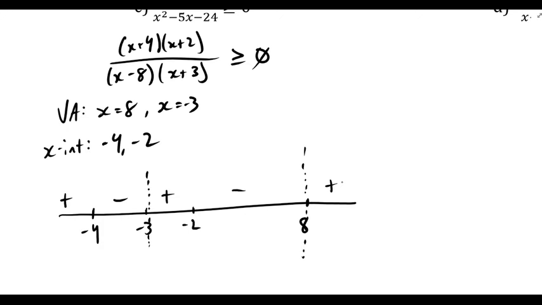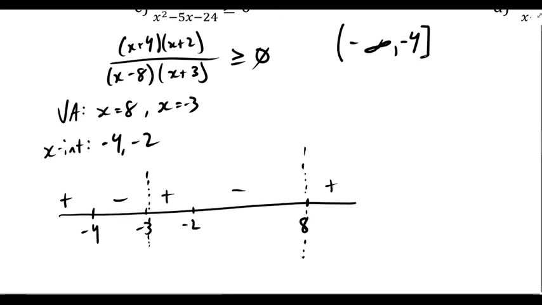Now here's where it's important to think about asymptote compared to x-intercept. Where is it greater than or equal to 0? So it's greater than 0 up to negative 4 and equal to 0 at negative 4, right? So let's say we're going to do interval notation from negative infinity to negative 4 inclusive.